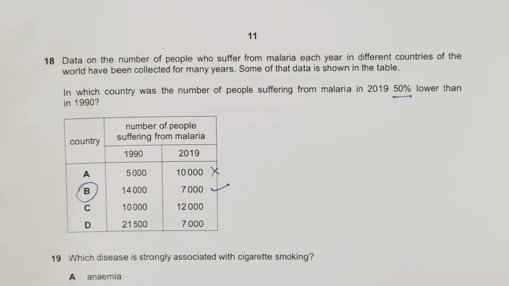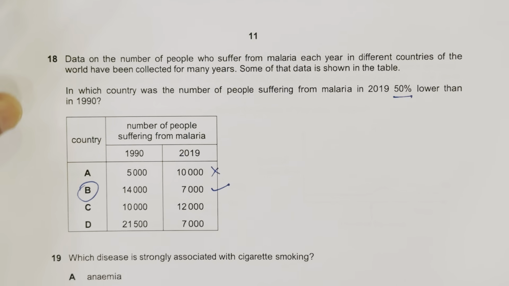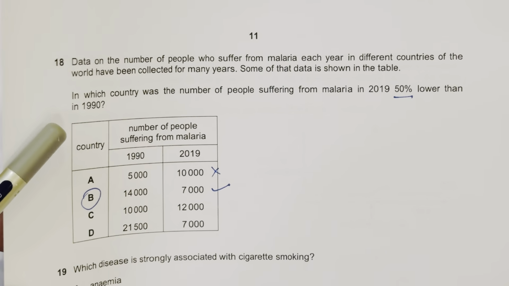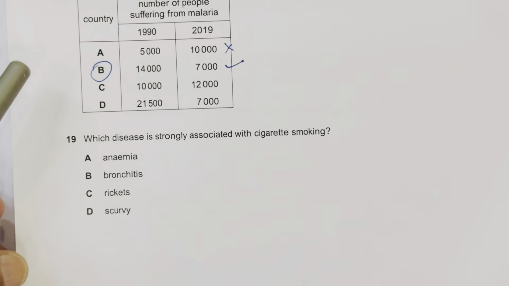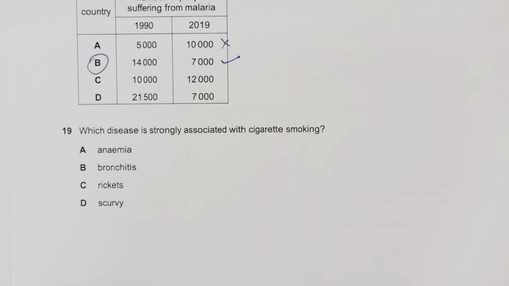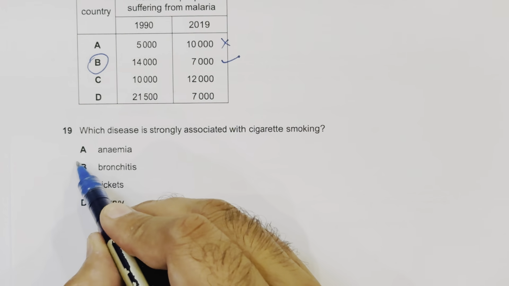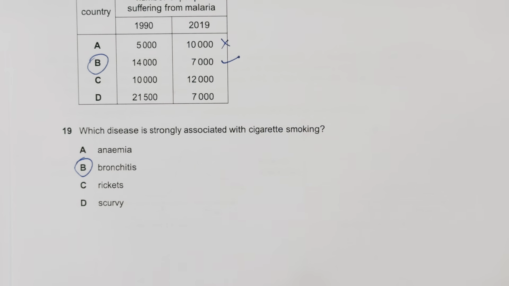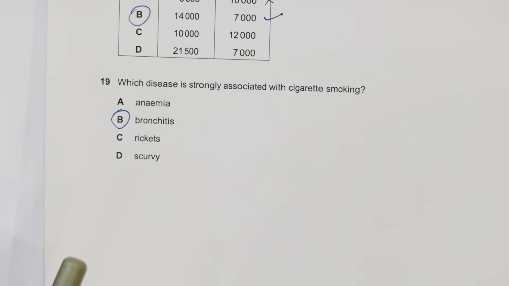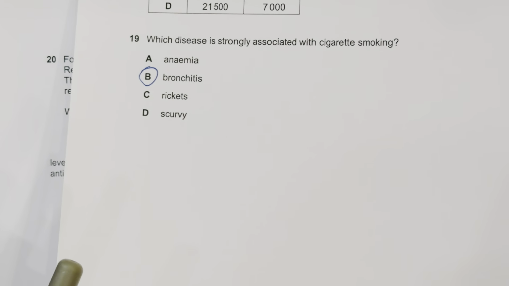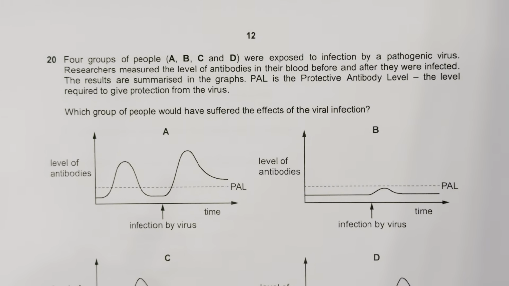Moving to question number 19. Which disease is strongly associated with cigarette smoking? We know that it should be lung related due to smoking. So anemia, no, it is related to the blood. Bronchitis, so this is the right answer for this question. Rickets and scurvy are the wrong answers. Rickets happens due to vitamin D deficiency and scurvy happens due to vitamin C deficiency.